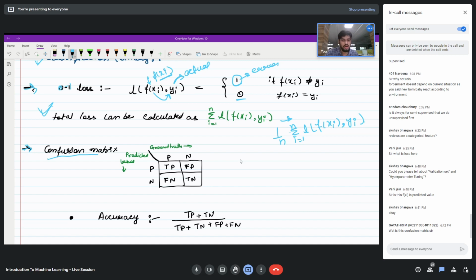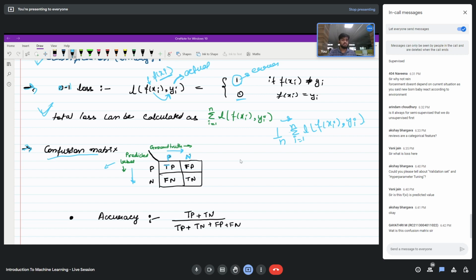Across this horizontal domain, here I have written the ground truth that was available to me. If it was positively labeled, I have written P over here, and if it was negatively labeled, I have written N over here. Now, across this vertical line, this is the predicted label. Whatever this model predicted for us, that is your P and N across the vertical line.